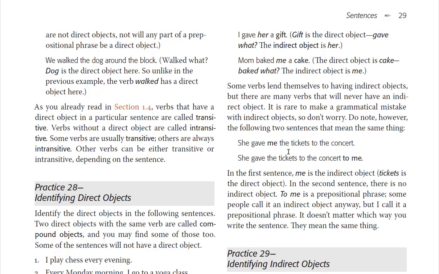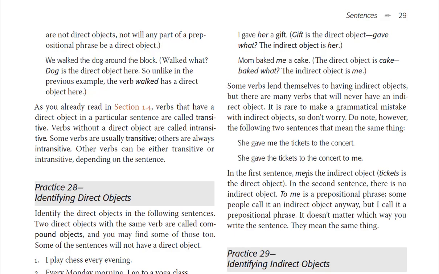So here's the same example. She gave me the tickets to the concert. So this is conversational English. You want to write like this: subject, verb, the tickets, direct object, to me, prepositional phrase with your indirect object. So when you want to write completely correct, use this one: subject, verb, direct object, prepositional phrase. If you want to be conversational and talk to your friends, then you use this one.